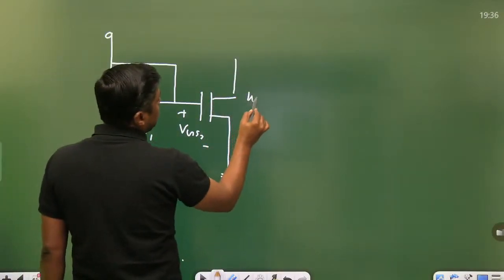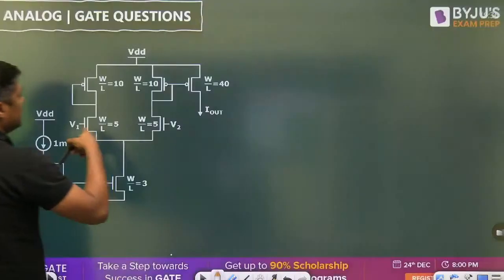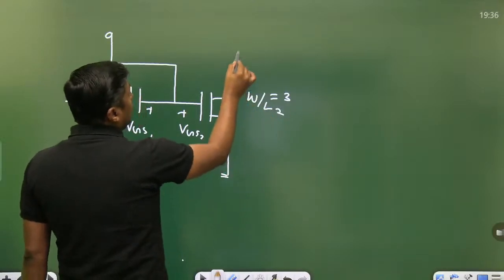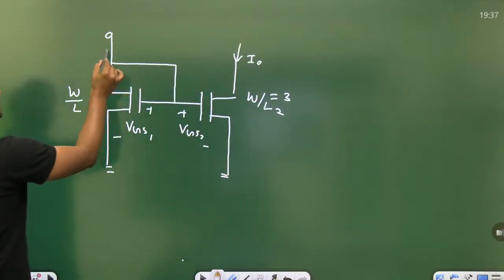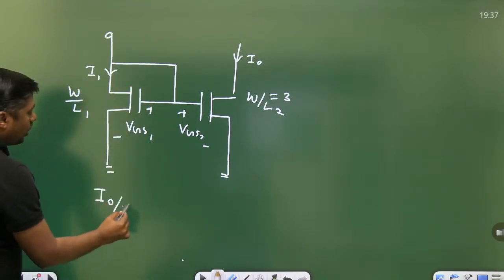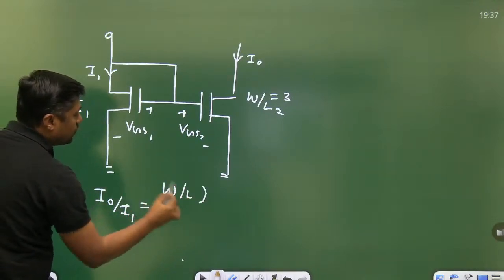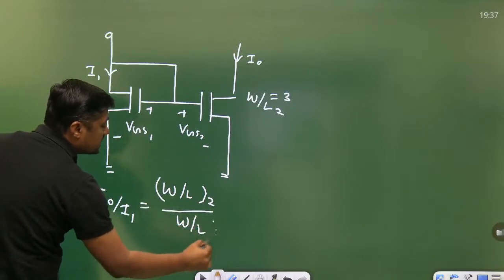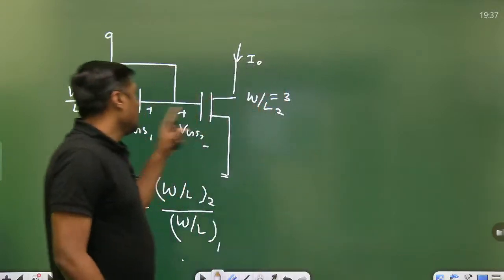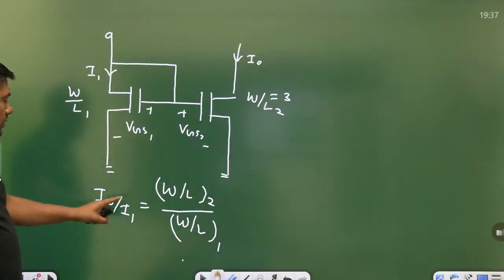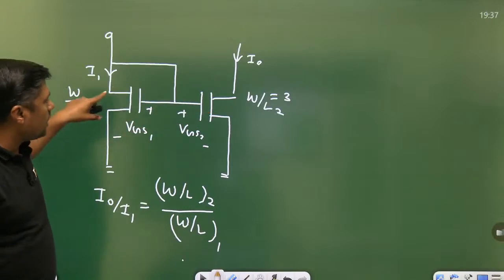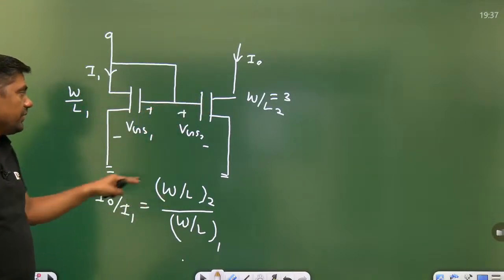But since the current is directly proportional to what? Aspect ratio, W/L. This is W/L 2, and let us take W/L 1. So what will be the current here? If the current at this node is known, the current in that branch will become I0 by I1 is equal to W by L of 2 upon W by L of 1, because current is directly proportional to aspect ratio. So W/L 1 by W/L 2, you can find the current at this point. Simple. If this is the connection, they will form a mirror image, and that is the relation between the currents.